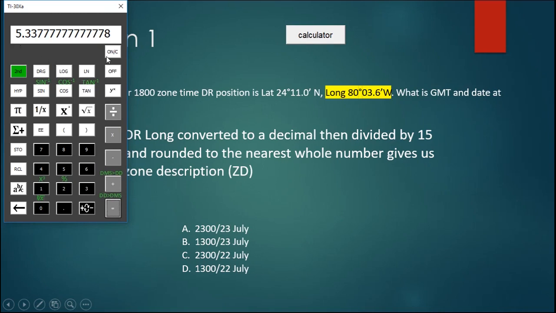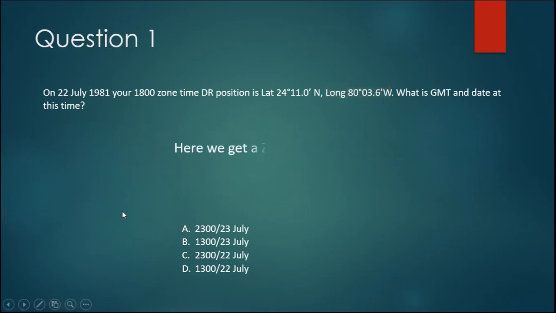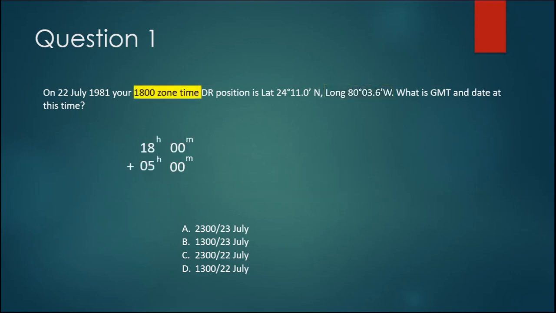So now that we have a zone description of 5, it's a positive 5 because our DR longitude is west. Had it been east, it would be a negative 5. So we add 5 hours to our zone time. Our zone time here is 1800. We add 5 hours to it and we get 2300 hours, or 11 o'clock. We did not go past 24 hours, so the date is going to remain the same.